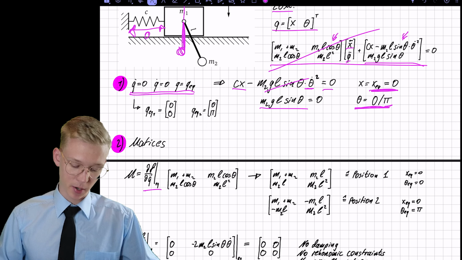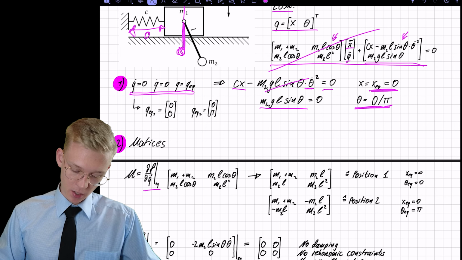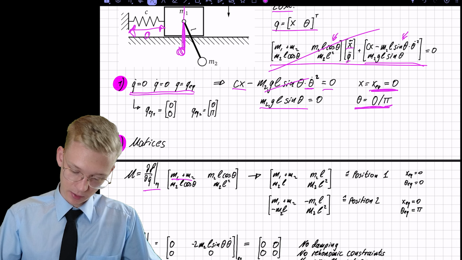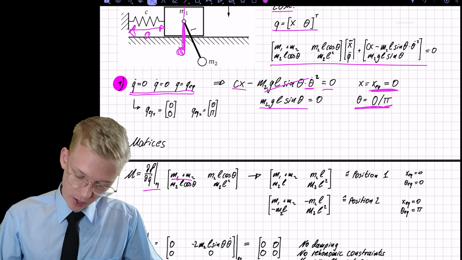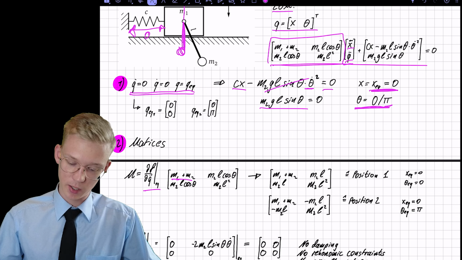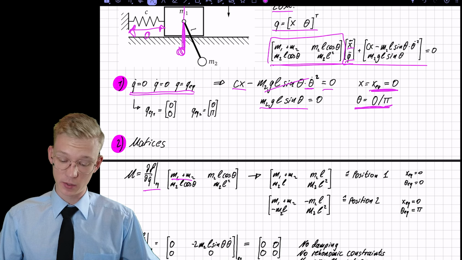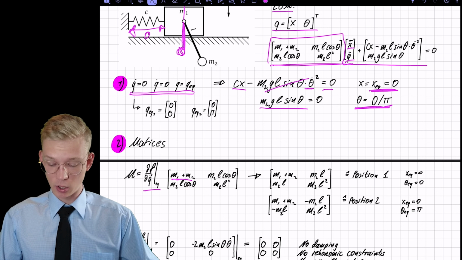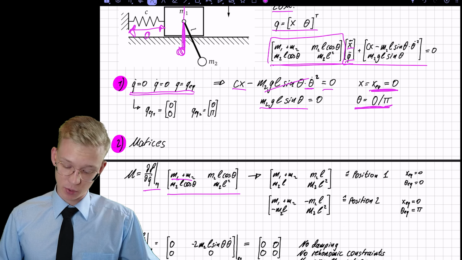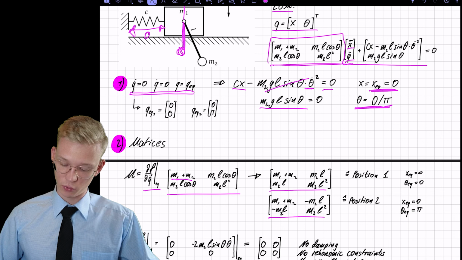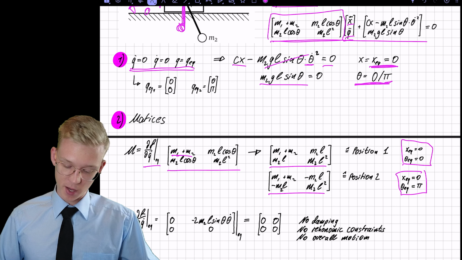We get the mass matrix by a partial derivative with respect to Q double dot. We have basically this whole matrix, because it is only dependent on our Q double dots, which is just x double dot and theta double dot. So we just copy paste the matrix. And if we evaluate it at position 1 and position 2, we have two matrices and we see that both are symmetric.